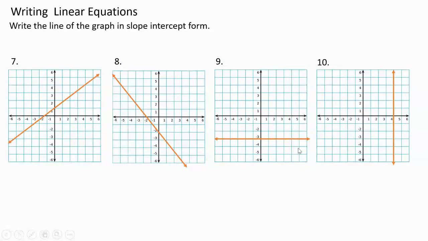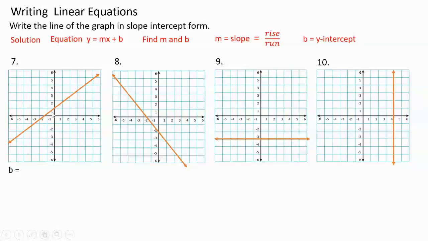Okay, now we're going to write linear equations from the following graphs. What's a line in the form y equals mx plus b, slope intercept form? So here, guys, on number 7, we have to find my m and my b. That's my equation. I need to find my m and my b. So we start with the b, guys. The b is the y-intercept. So for number 7, the y-intercept is 1. So b is equal to 1.